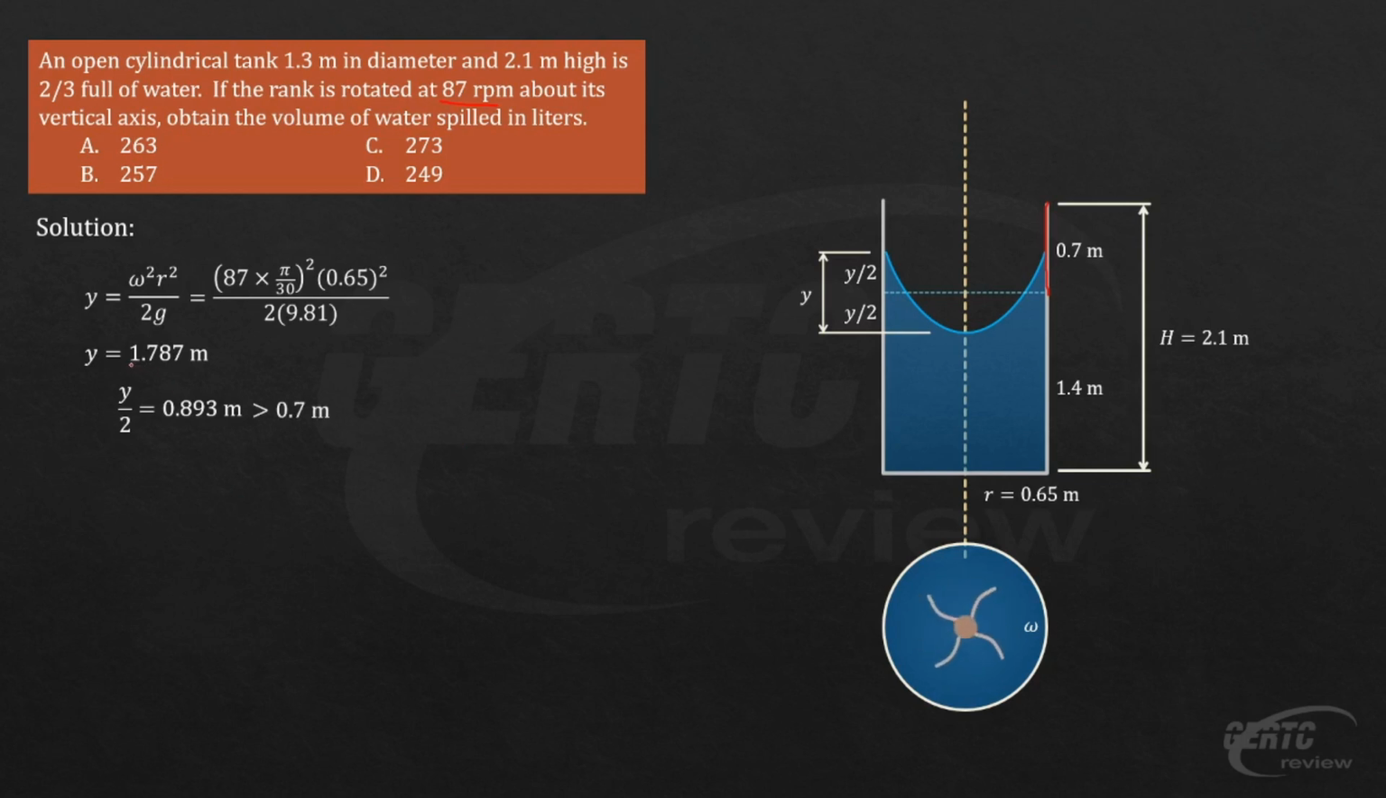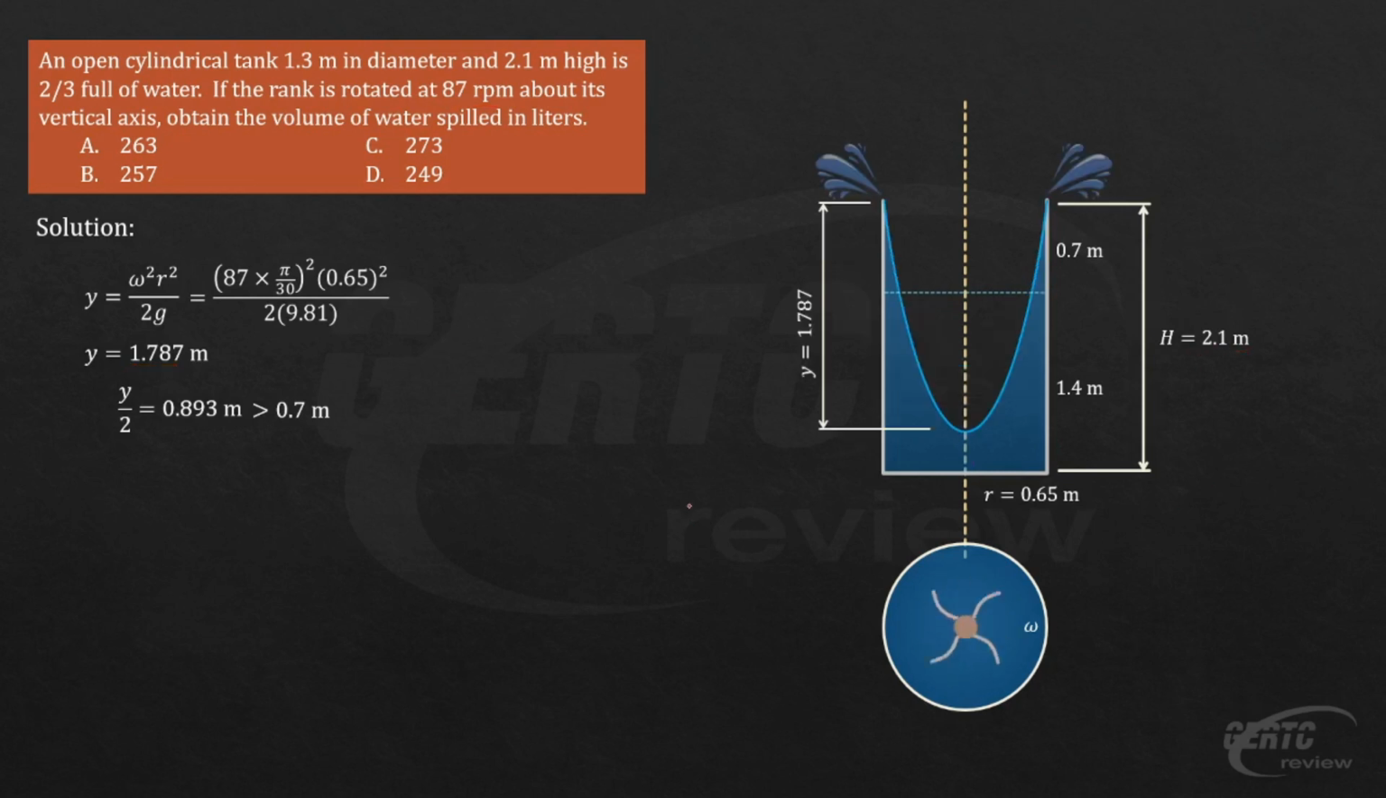But the height of the parabola is 1.787. The vortex of the parabola will not reach the bottom because the height of the tank is 2.1. So it is just like this. Look, its rotation is fast. Like that. So this is 1.787. This is the original level of the water before we rotate it.